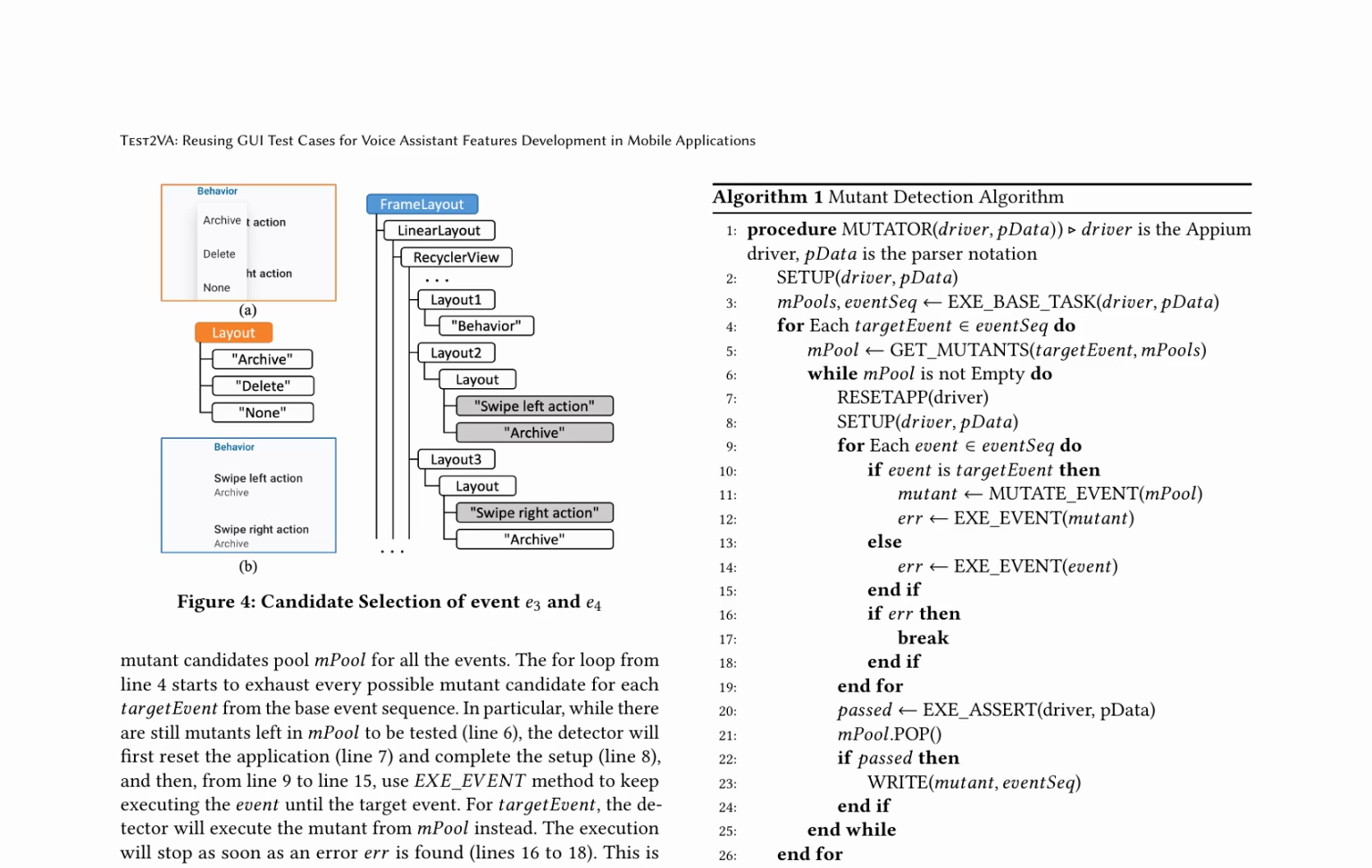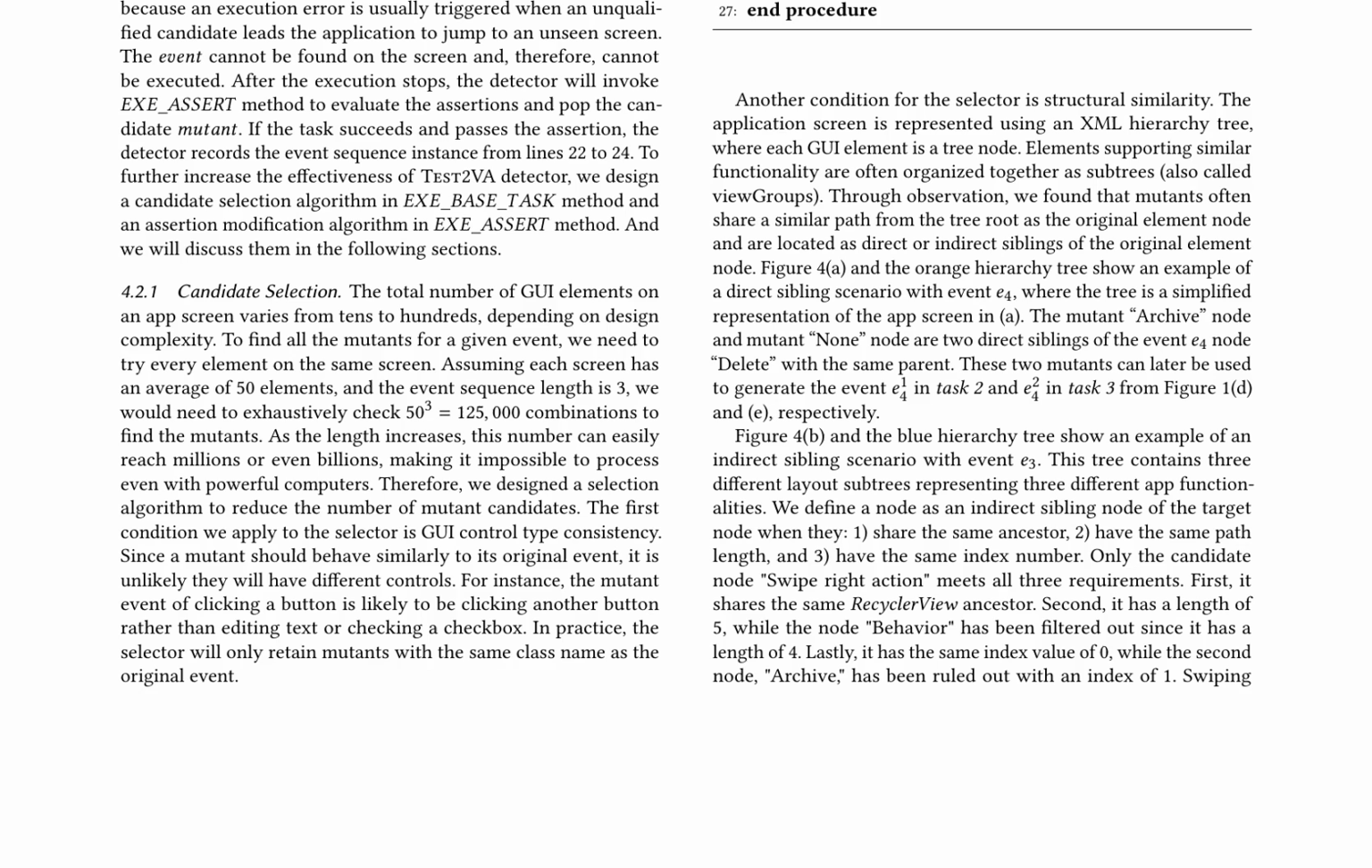To increase the effectiveness of the detector, the candidate selection algorithm is designed to reduce the number of mutant candidates. It applies two conditions to the selector: GUI control type consistency and structural similarity. The first condition filters out mutants with different control types than the original event. The second condition selects mutants based on their structural similarity to the original event, using an XML hierarchy tree representation of the application screen.